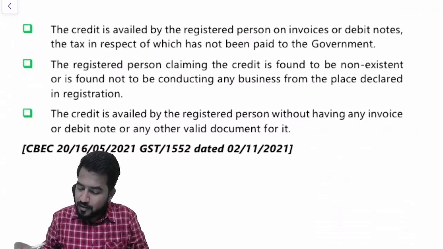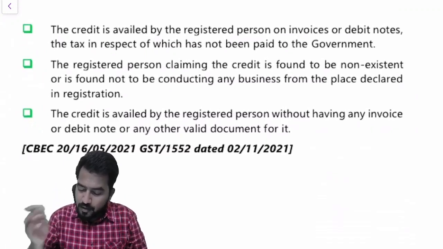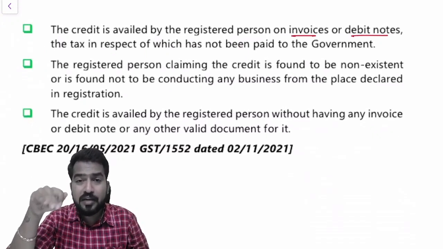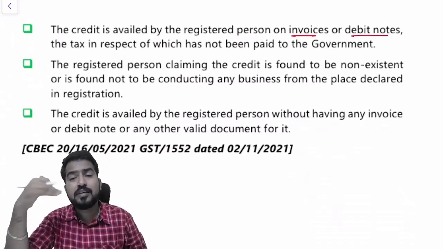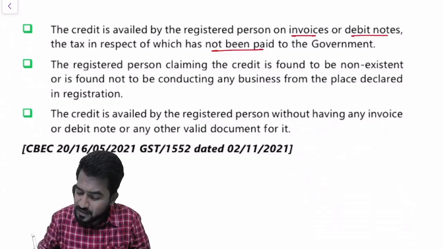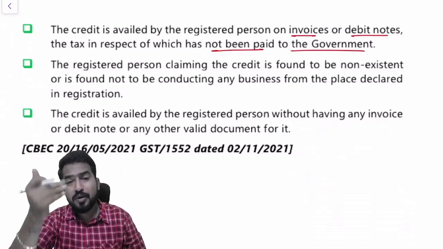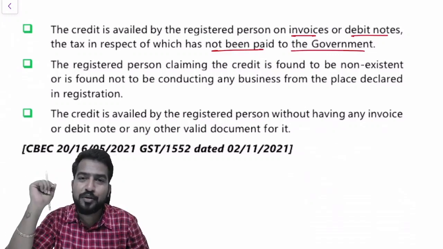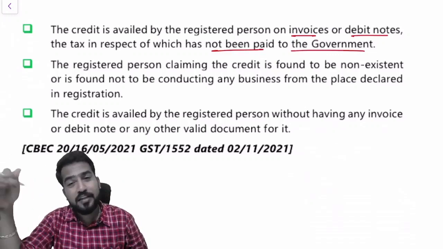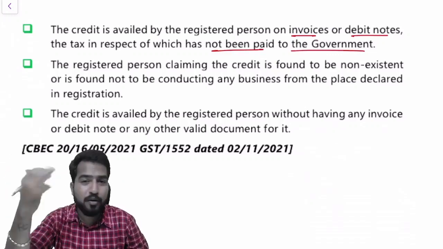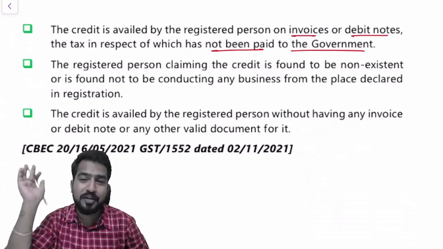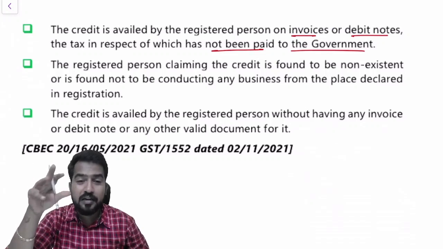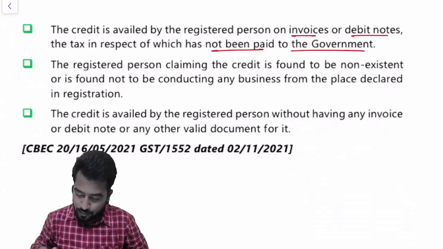Next, the invoice or debit notes on which you are claiming credit, that GST has not been paid to the government by your supplier. He might have collected it from you, but he has not remitted it to the government. Or you have not paid the supplier, and that will also not be paid to the government. You have not paid the supplier and it is not paid to the government, but you have availed ITC. So the commissioner may disallow that credit.